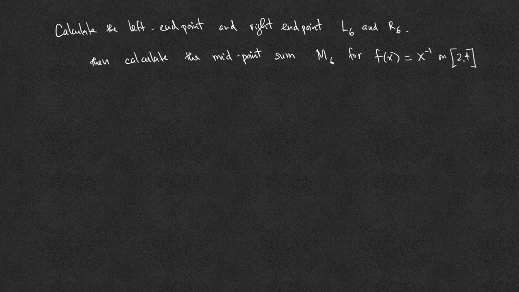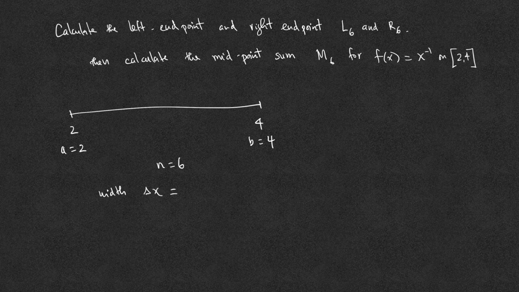The Riemann sum is the signed area, so when we set up the sum, the signs will take care of themselves. But we will need to figure out the left endpoints, the right endpoints, and the midpoints. The interval is from 2 to 4, with the left endpoint being 2 and the right endpoint being 4. We're using n equals 6 subintervals in this case, so the width of each subinterval, or rectangle, is delta x. Delta x is b minus a over n. In this case, it is 2 over 6, or 1 over 3.